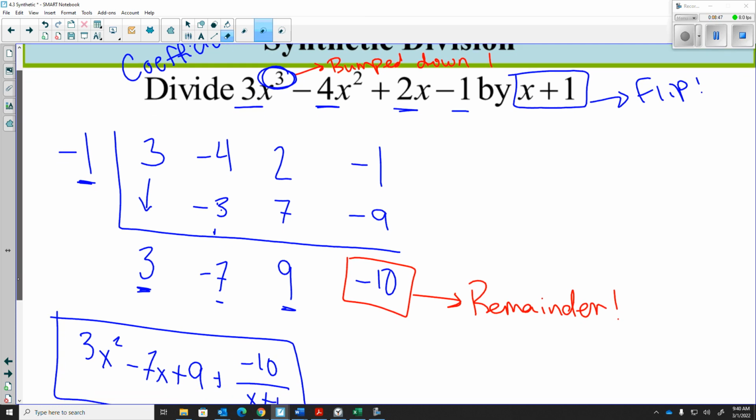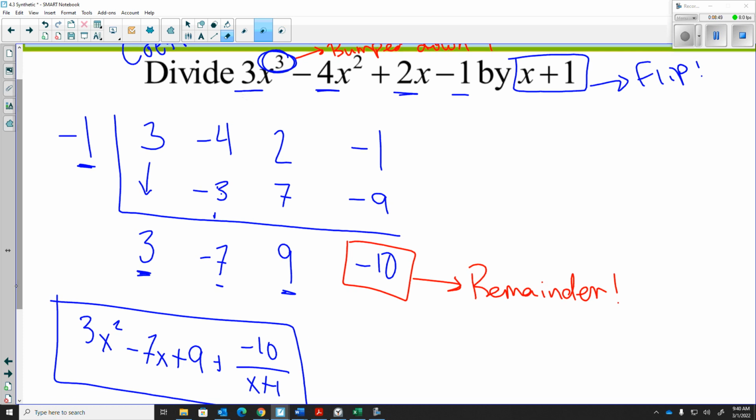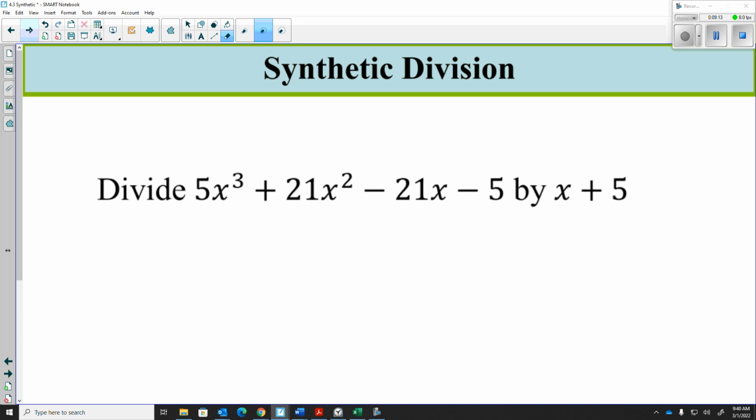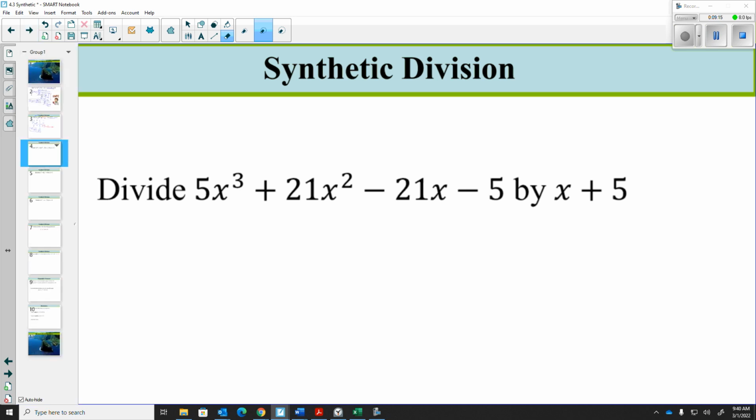Yeah. So the numbers down at the bottom that I get are the coefficients: 3, negative 7, 9. Those are the coefficients of the answer. Okay, yeah. If you're missing something, you still need a placeholder. We just didn't have one in this case. Yep, let's do one more together, and then you guys will do one. Actually, let's do one with a placeholder. Yeah, let's do this one.